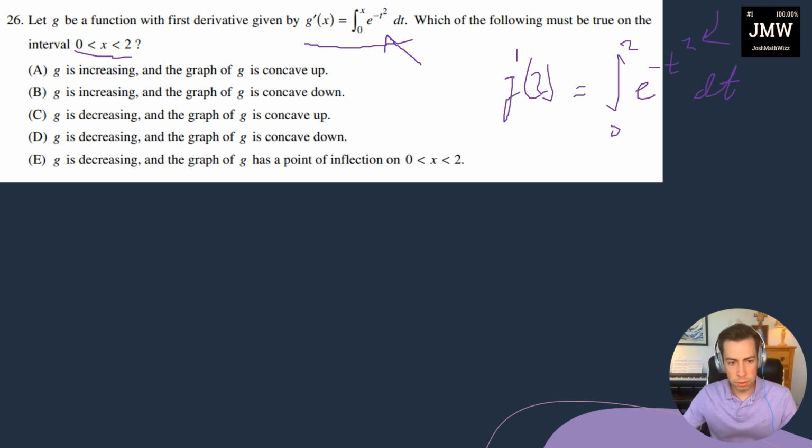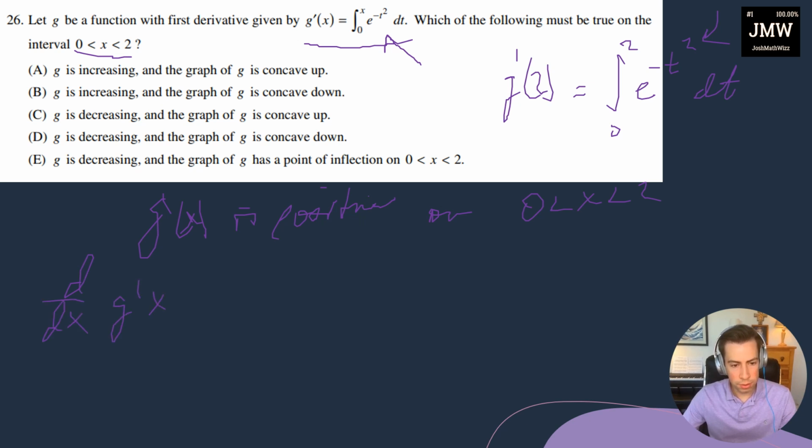So g prime of x is positive. I should say it's positive on 0 is less than x is less than 2. So the next thing we need to figure out is, is it concave up or concave down? And the way I can do that is by computing the second derivative.